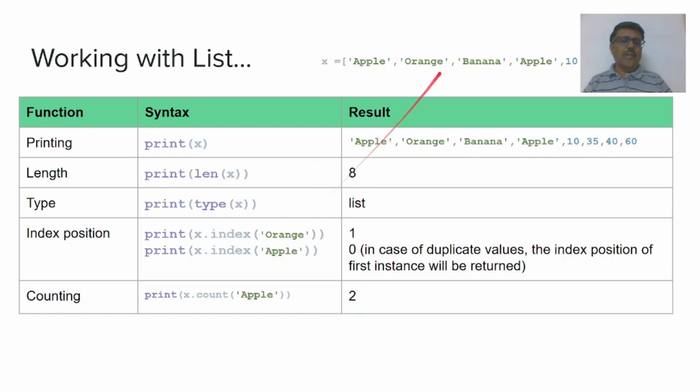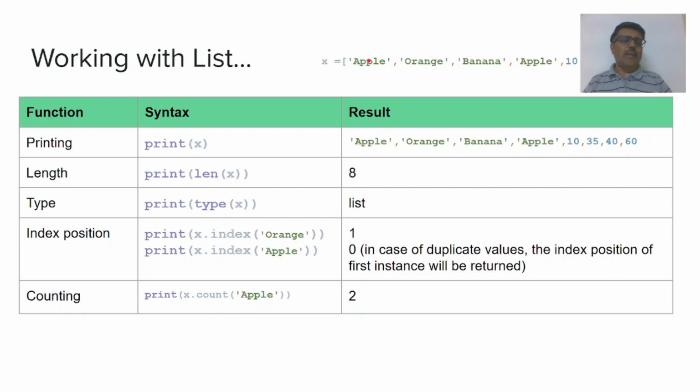Similarly, apple is there. What is the index position of it? Here you can see apple exists two times. Then what result will it give you? It will always give you the index position of the first item. So in case of duplicate values, the index position of the first instance will be returned.